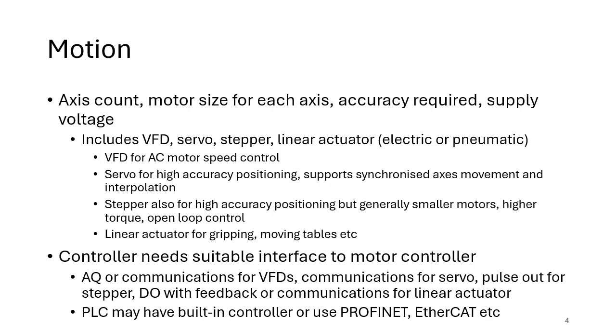And there might be linear actuators as well. They might be electric or pneumatic. Linear actuators might be used for gripping, for moving of tables. So that's another way of having motion, but often in a linear fashion rather than a rotary fashion.